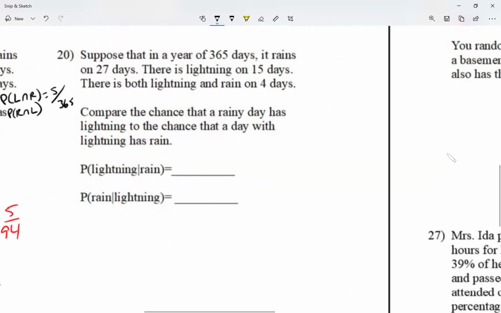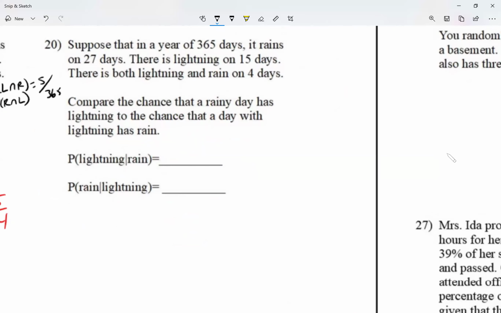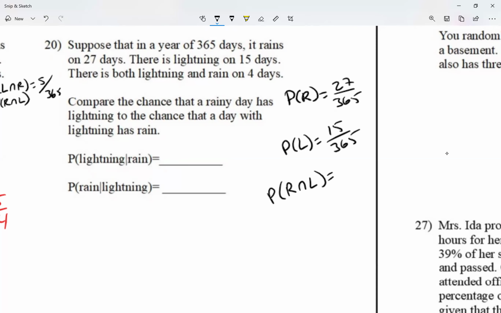Good. Let's take a look at another one. Our last question for today. I'm actually going to write my probabilities here at the side. Suppose that in a year of 365 days, it rains. So probability of rain is 27 out of 365. There's lightning on 15 days, so probability of lightning is 15 out of 365. And there's both lightning and rain, so probability of rain and lightning is 4 out of 365.